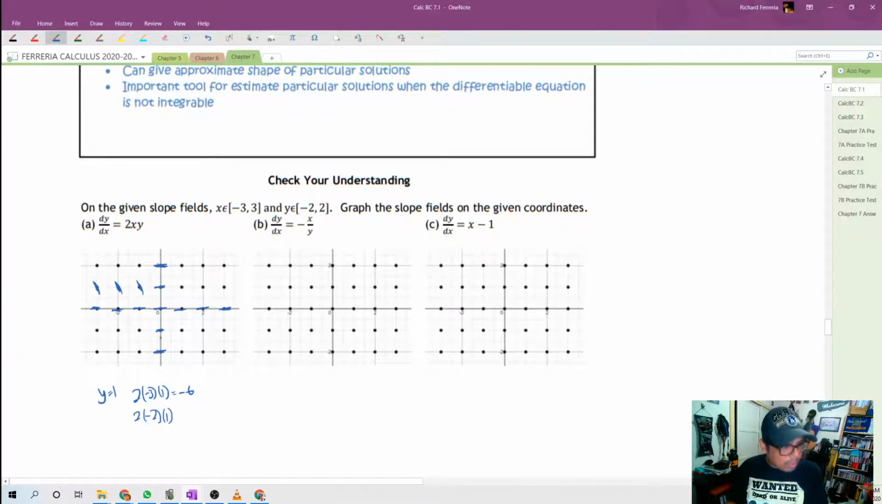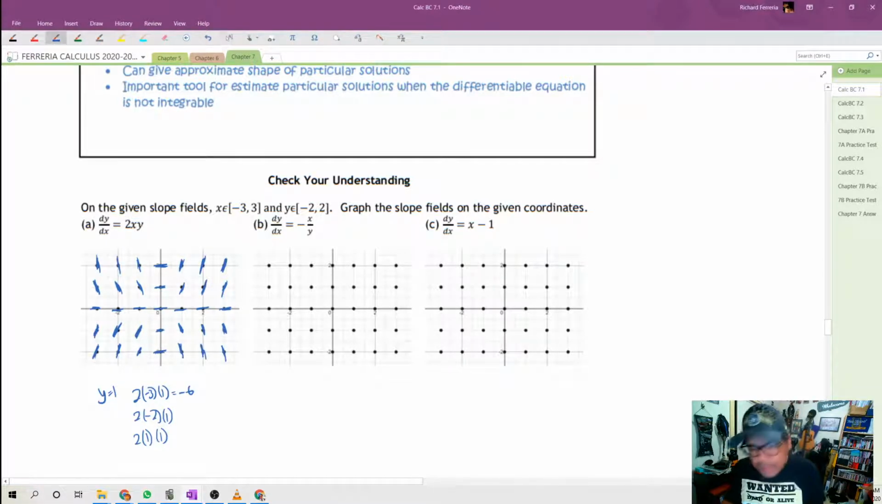0, and then over here on this side, we have 2 times the x-coordinate, which is 1, multiplied by the y-coordinate, which is also 1, and that's going to give me a slope of 2. Ooh, a slope of 2, and then a slope of 4, and then a slope of 6. I think I underestimated the pitch here. And yeah, that's how we're going to do it. And we'll just continue there.